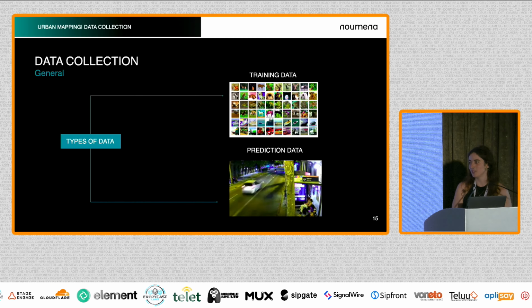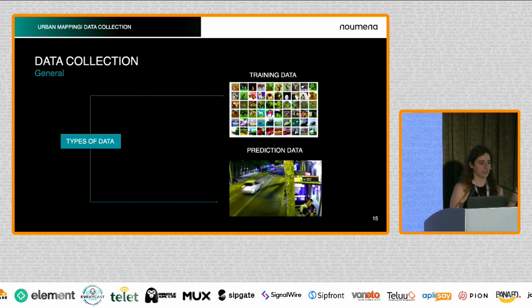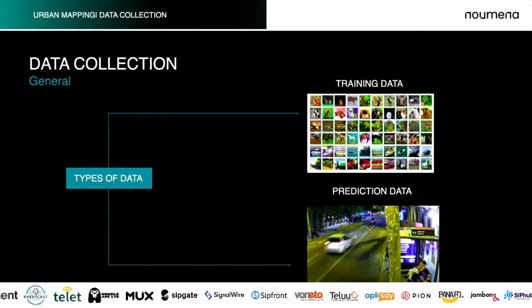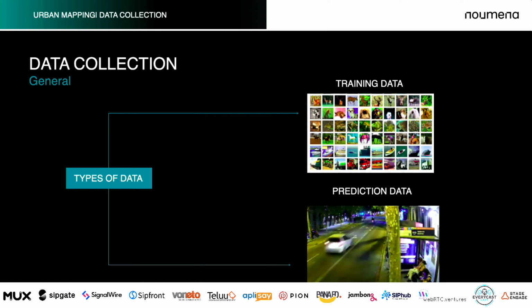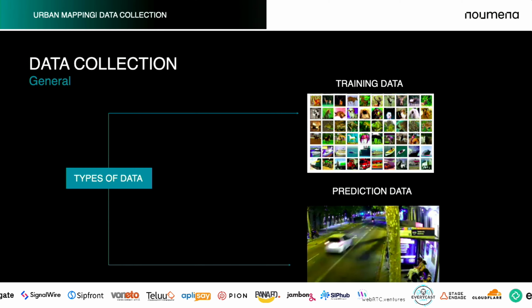So in this case, what we did is that we used separate data sets. One was for training, that we used an open source data set that was Coco. And then we used the prediction data that are the videos that we recorded from Barcelona.